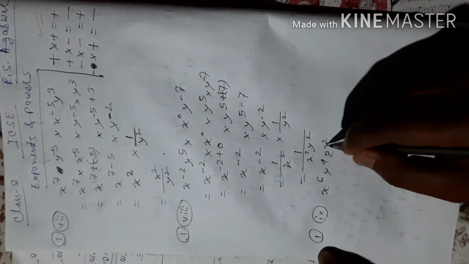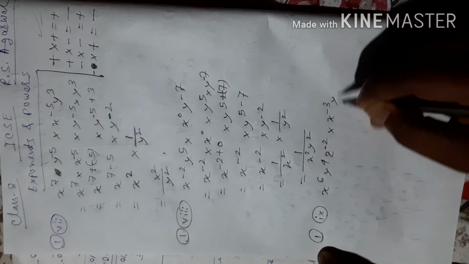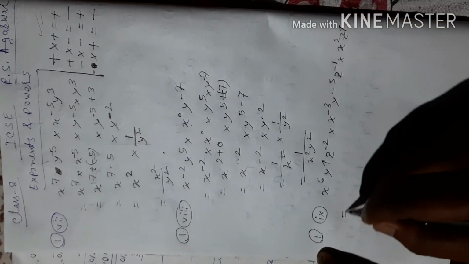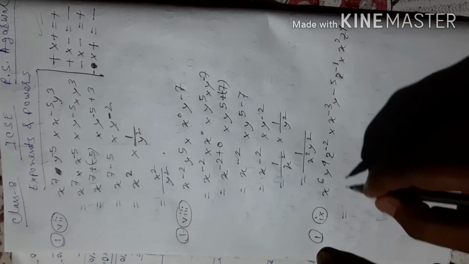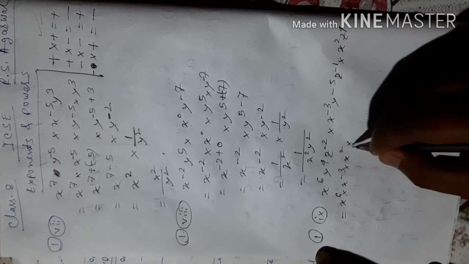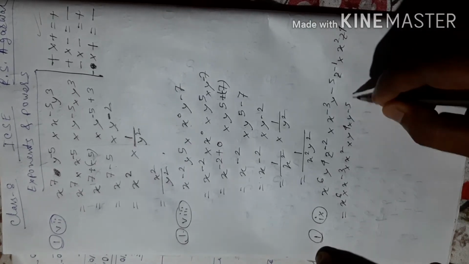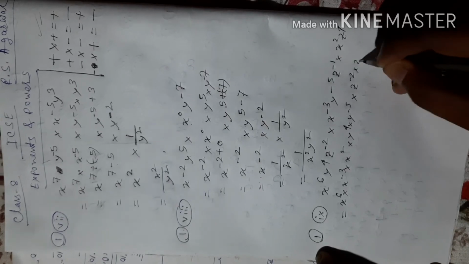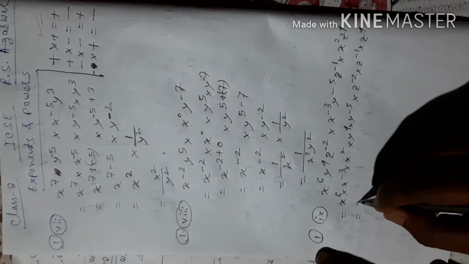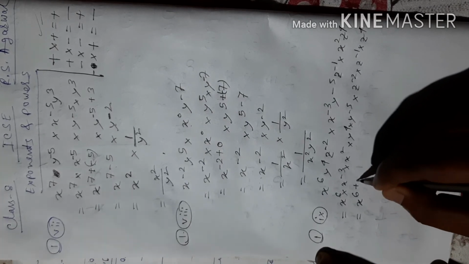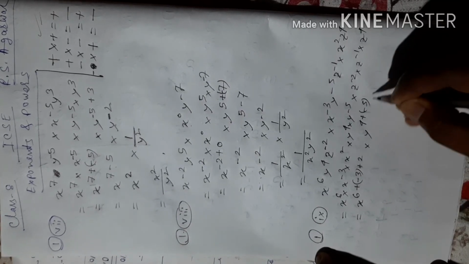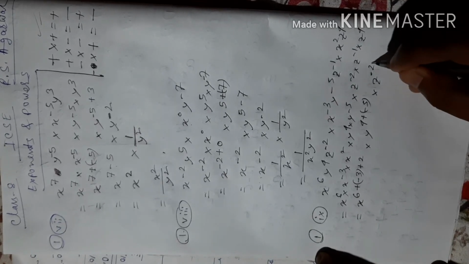x to the power 6, y to the power 4, z to the power minus 2, x to the power minus 3, y to the power minus 5, z to the power minus 1 into x square into z to the power 4. So we write similar terms, x to the power 6, x to the power minus 3, x to the power 2, y to the power 4, y to the power minus 5, z to the power minus 2, z to the power minus 1, z to the power 4. So power must be added. Here power must be added, and here power must be added.